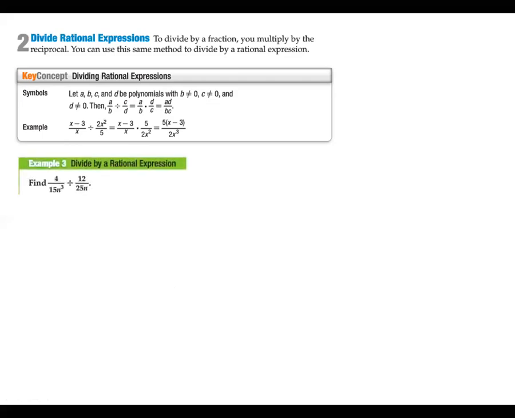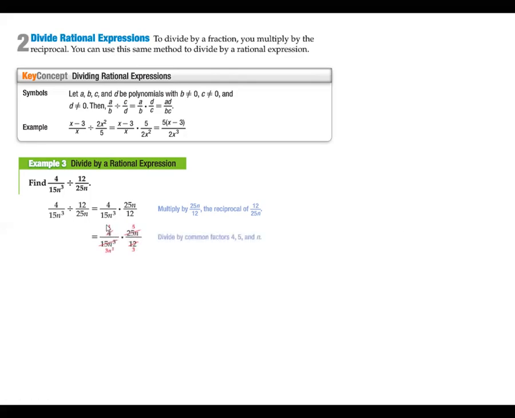So you have 4/15n cubed divided by 12/25n. Well, you just flip the second fraction and multiply. Okay, it's called multiply by the reciprocal. And then from there, it's just what we learned in the previous video. You cross out common factors and then multiply straight across numerator and denominator.